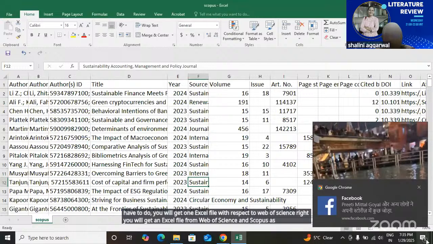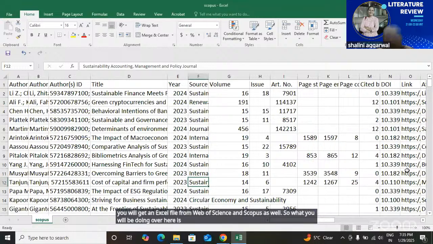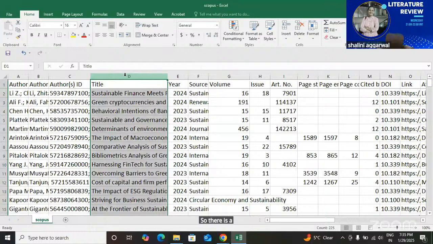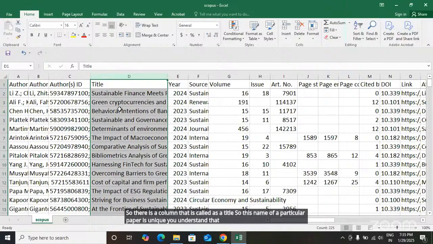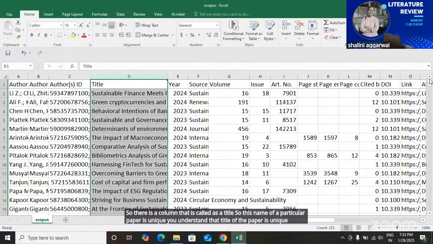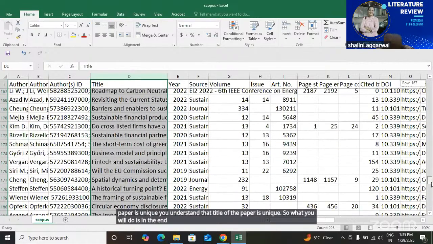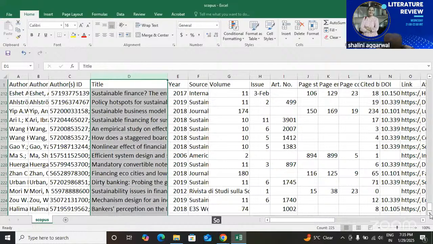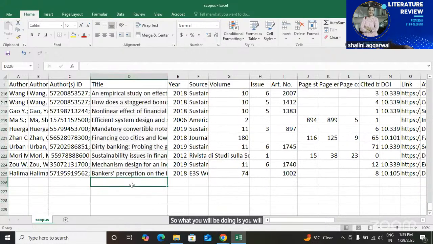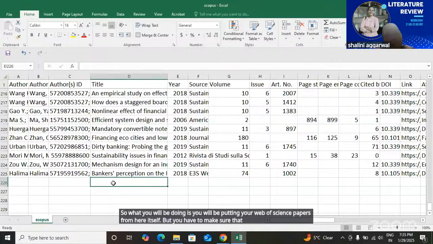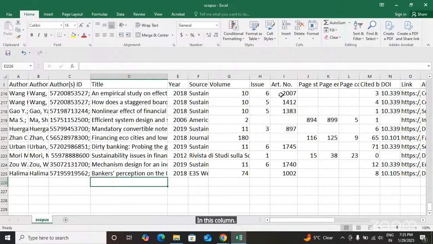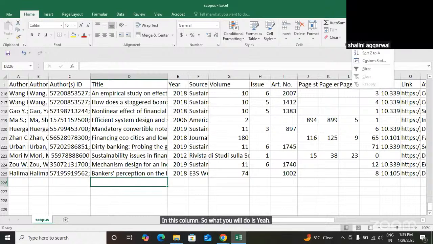There is a column called title. The name of a particular paper is unique. You understand that? The title of the paper is unique. So at the end of this Scopus file you will put your Web of Science papers from here itself, but you have to make sure that the title of those Web of Science papers also comes here in this column. Then you go to sort A to Z.